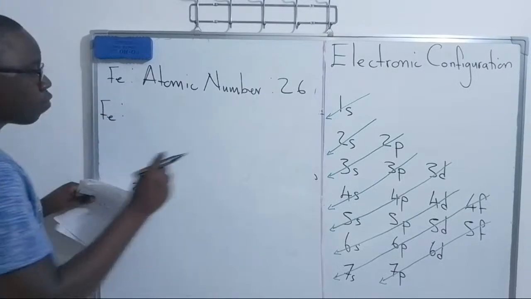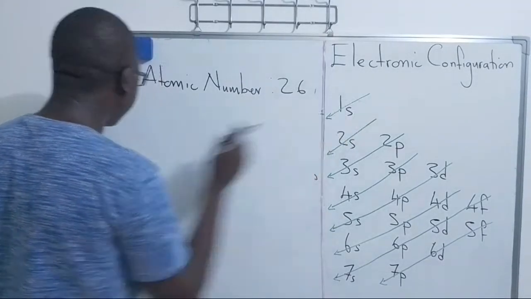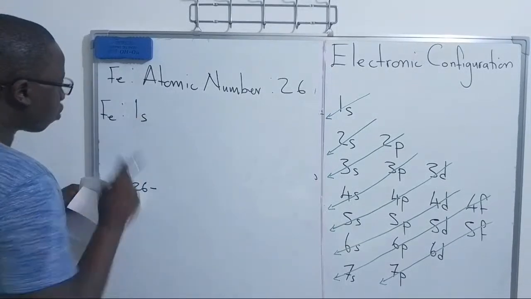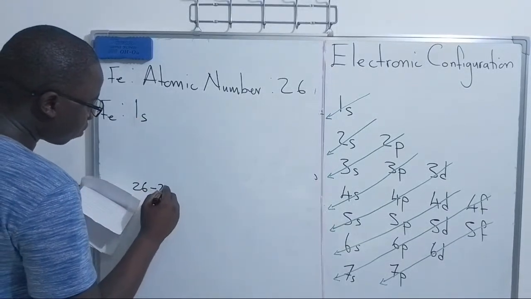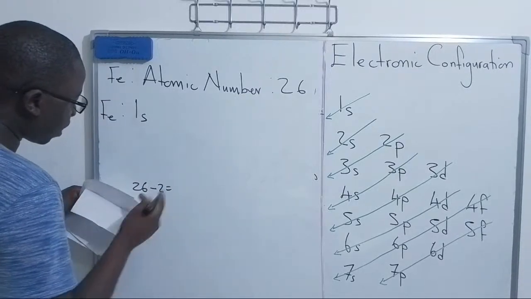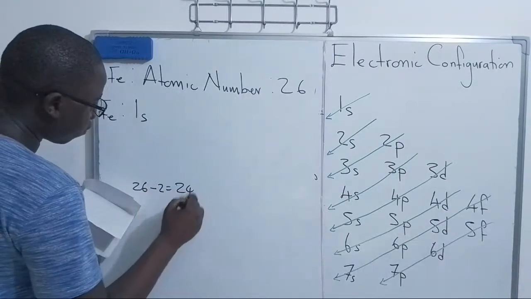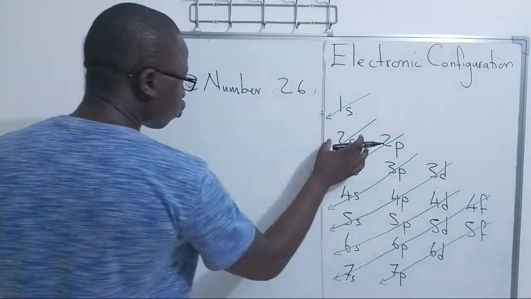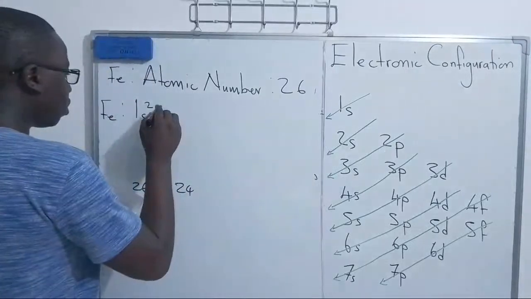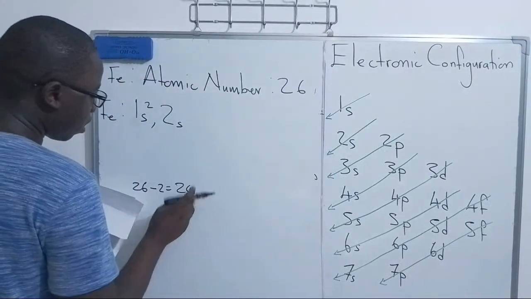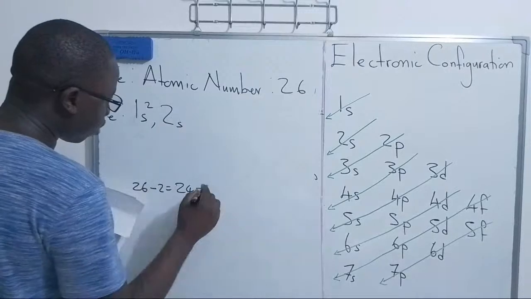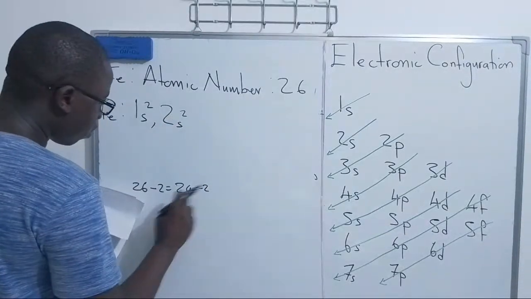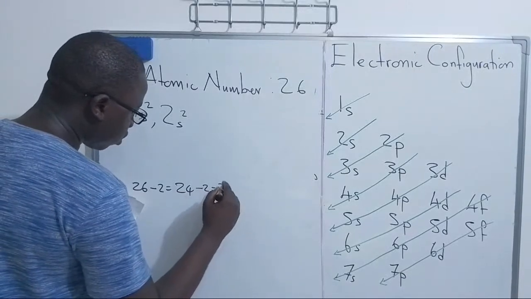So the first level we'll use is 1s. We are saying the s orbital can only occupy 2 maximum electrons. So 26 minus 2, we are getting 24 there. So we put your 2 there. And then we go to the next one, which is 2s. 2s, we are saying we have s which can only have 2 electrons. So we are putting 2. 24 minus 2 is giving us 22.